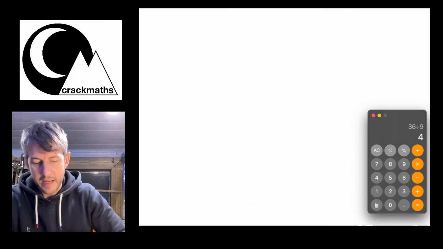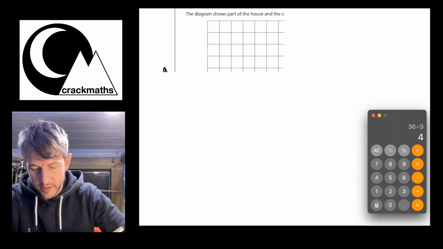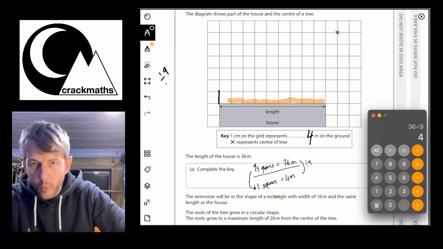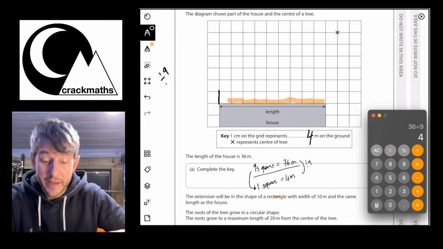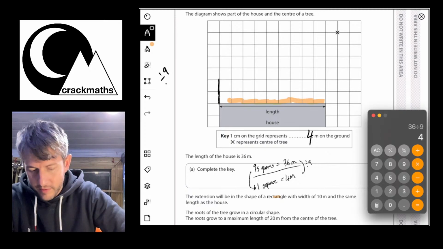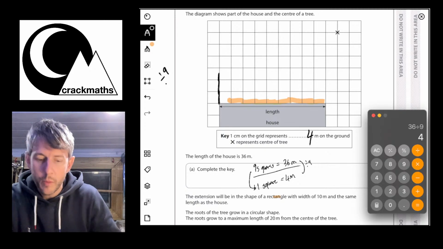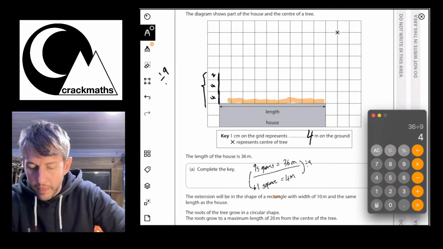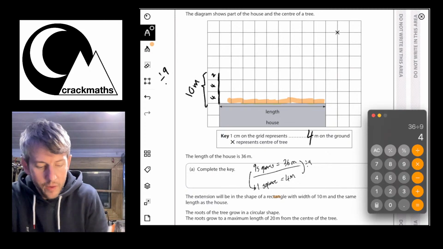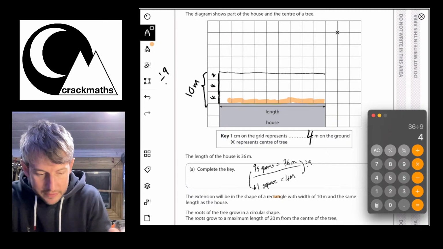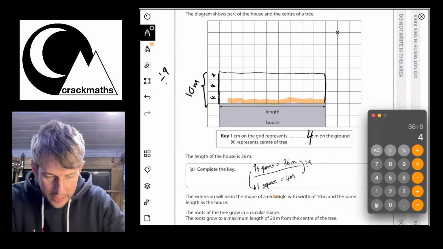Okay, right, so let's draw on this extension. So this is 4 meters. Okay, so remember 1 square is 4 meters. We need to get to 10 meters. 4 meters, 8 meters, and then another half of a square will take us to 2 meters because that's what we'll need for 10. So we need 4, 4, 2. That makes 10 meters. Okay, now it's the length of the house. So I can go the full length of the house here. And then I can draw down.